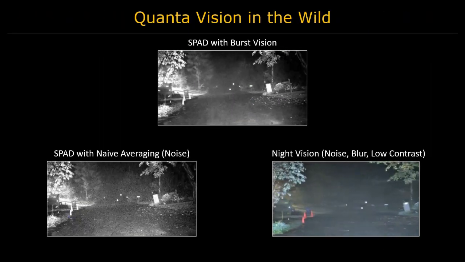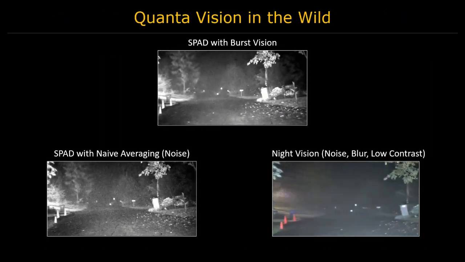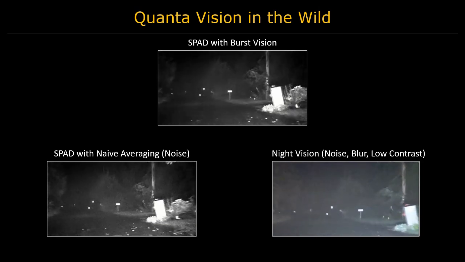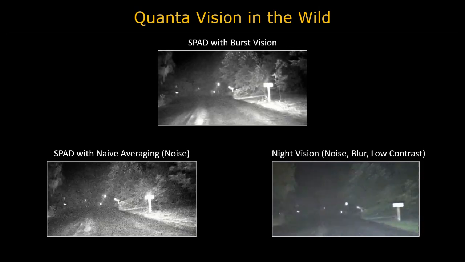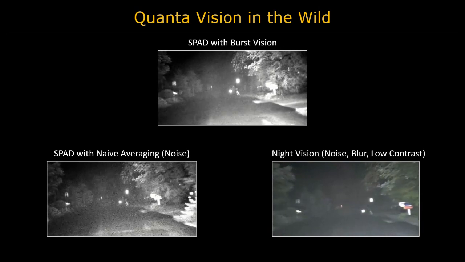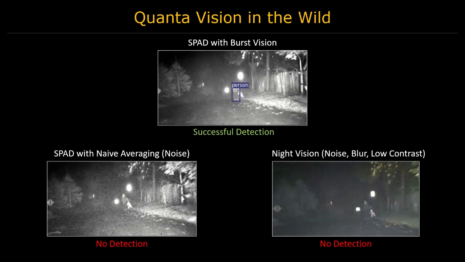In addition to indoor scenes, we also evaluate the capability of quantum vision in challenging outdoor scenes. We fix the SPAD camera and the night vision camera side by side above the dashboard of a car, which is driving on a street without any street lights. The SPAD is able to detect the pedestrian from a longer distance than the night vision camera, even beyond the reach of headlights.